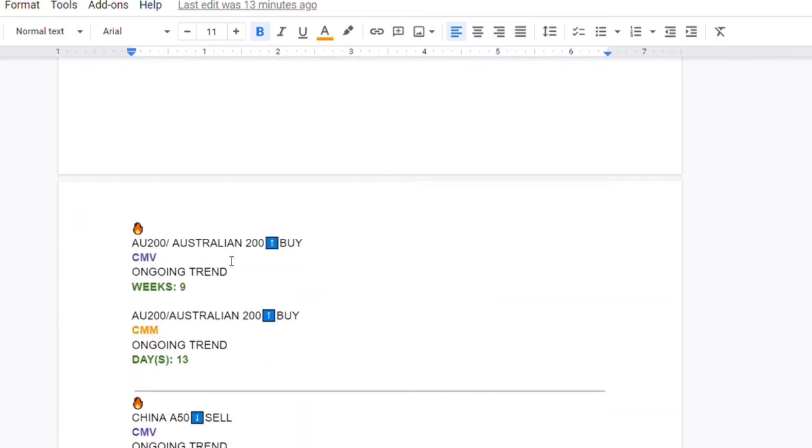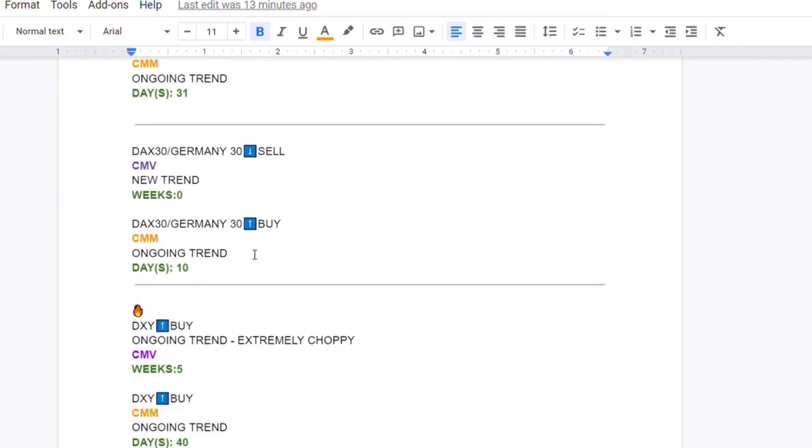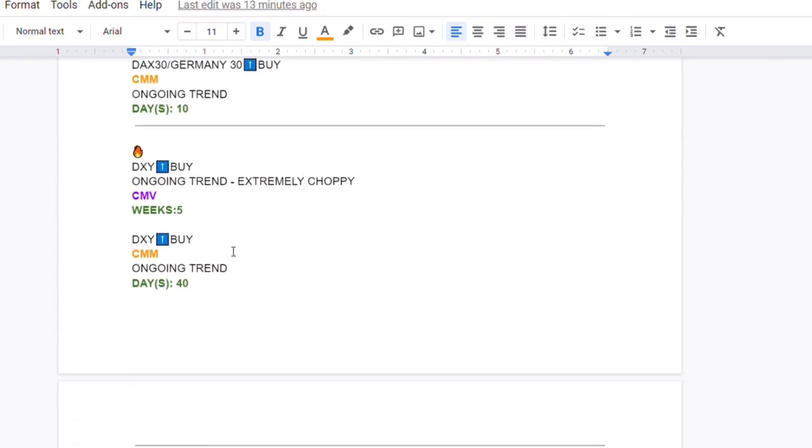So we have the Australian 200, the China 50, the DAX 30, also known as the Germany 30. And we also have on here the dollar index. Now, this is not a particular market that monitors or indexes the performance of business, but we do add the dollar index under the indices section. So just to let you know, if you want to see the performance of the dollar, long term, short term, according to our Forex Helper strategy, then you can come here as well and see how the dollar is actually doing.